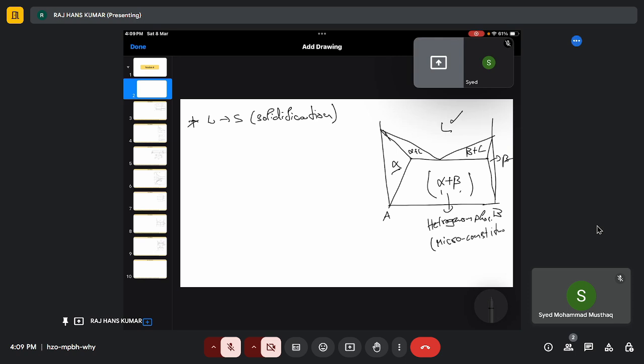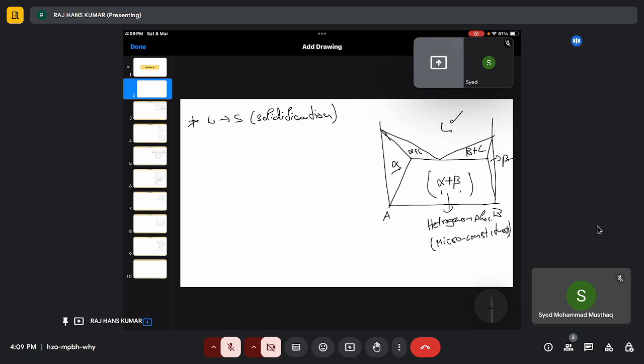So that's how we call them micro constituents when there are two or more phases in a single phase. We call that whole phase as a global phase, a phase as a not a single phase but a heterogeneous phase. And my alpha and beta are two different phases in it, which we called micro constituents. Okay. Now that is about the solidification.